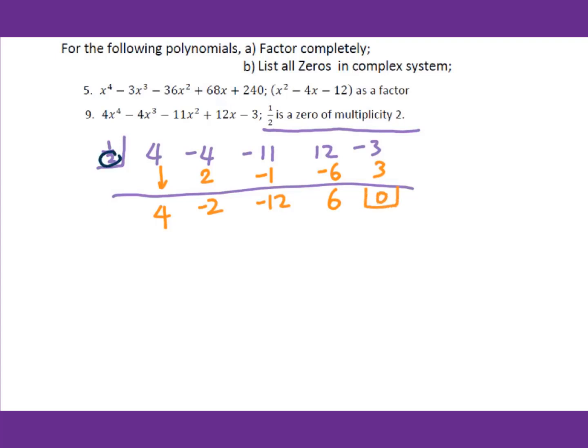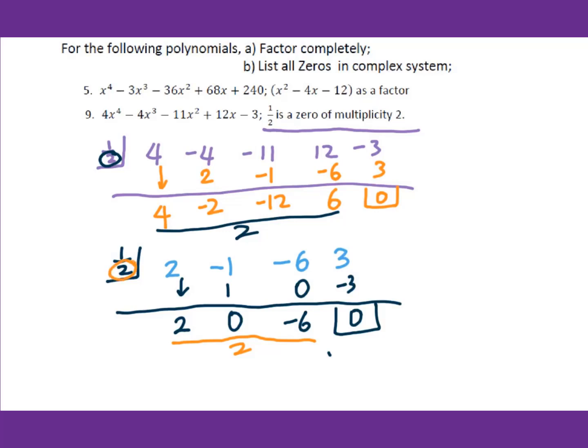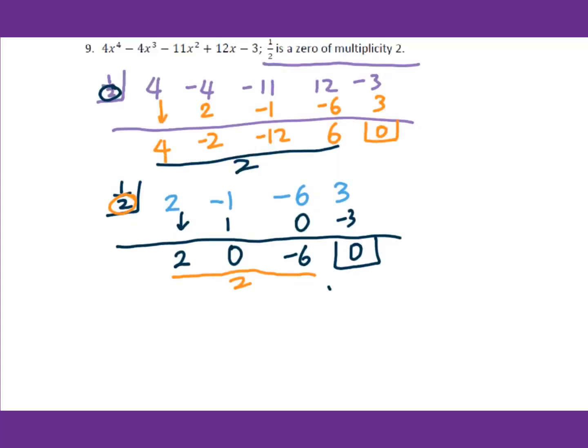Since your denominator is 2, we need to divide by 2 once. We got 2, negative 1, negative 6, 3. Then we do 1/2 again. So we get 2, 1, 0, 0, negative 6, negative 3, 0. Don't forget to divide by 2 again because this has a denominator. So we got 1, 0, negative 3.